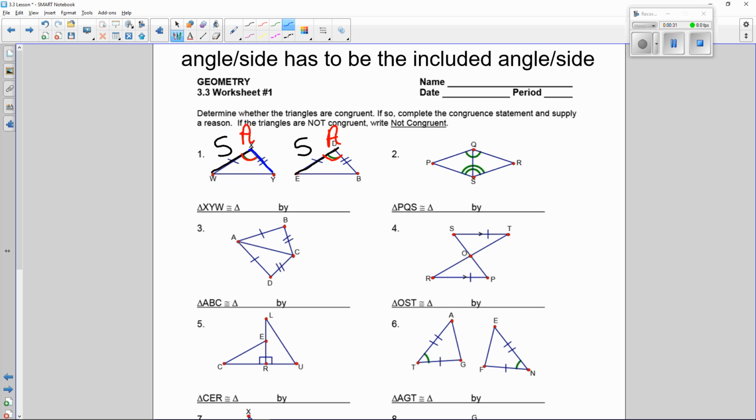And then finally, they have a third side that is congruent. Since the angle is the included angle, which means essentially it's directly in between the two sides, these triangles are congruent by side, angle, side. So that means triangle XYW is congruent to triangle DBE. It has to be written in that same order as triangle XYW is written in.